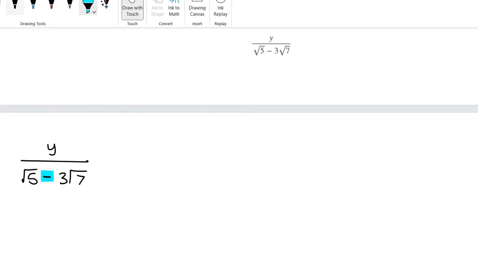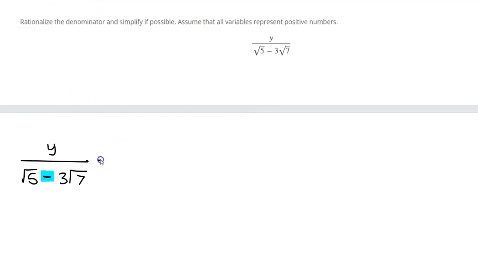So whenever I rewrite this, I can write this as multiplied by the square root of 5 still, but instead of this subtraction, I'm going to have a plus 3 cube root 7. And then also, I'm going to do what I do to the bottom, I got to come up here and do to the top. Okay, so far so good.